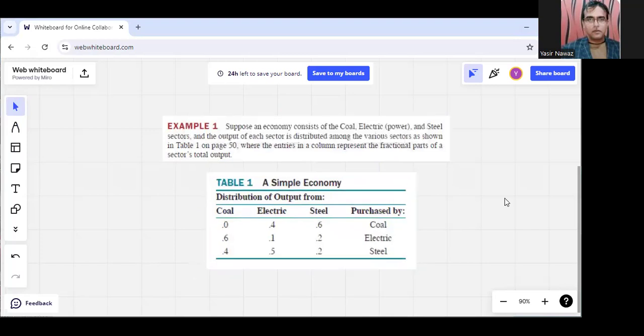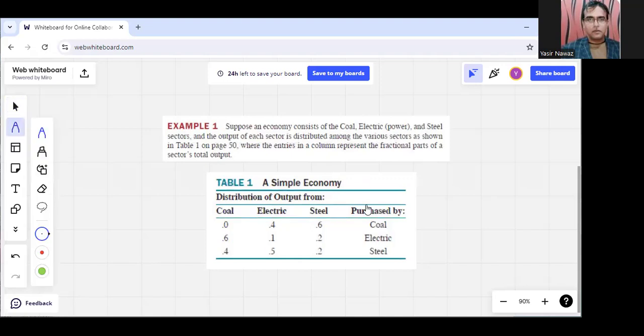So there are three sectors: coal, electric, and steel. It says that suppose that an economy consists of the coal, electric power, and steel sector, and the output of each sector is distributed among the various sectors as shown in Table 1, where the entries in a column represent the fractional part of a sector's total output.